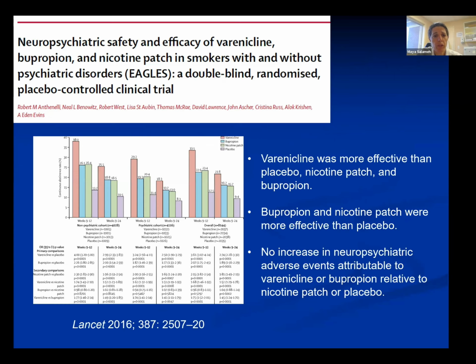So these are the results, and this is actually sort of a busy slide, but basically what the trial showed was that varenicline was more effective than all the other therapies in smoking abstinence, and bupropion and nicotine patch were also more effective than placebo. And then notably, there was no increase in neuropsychiatric adverse events attributable to either varenicline or bupropion, and that included patients with underlying psychiatric disorders. Although I have to point out that those were patients with stable psychiatric disorders, not unstable.